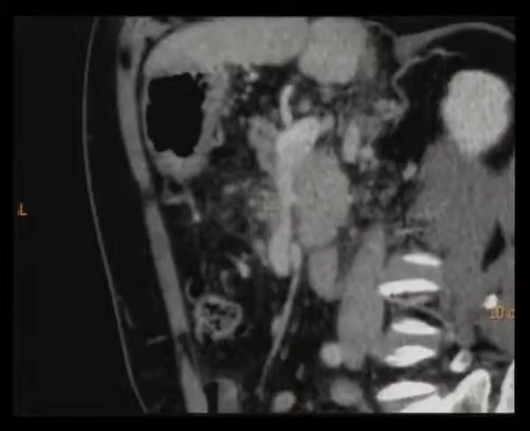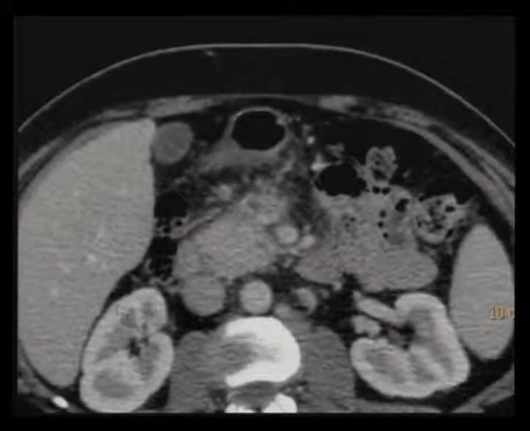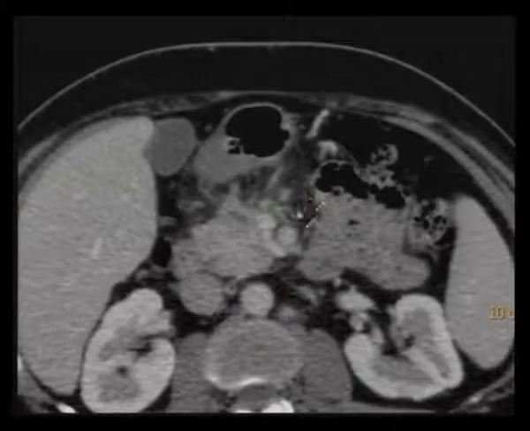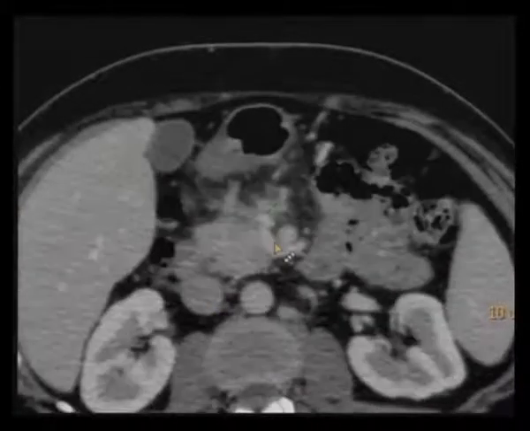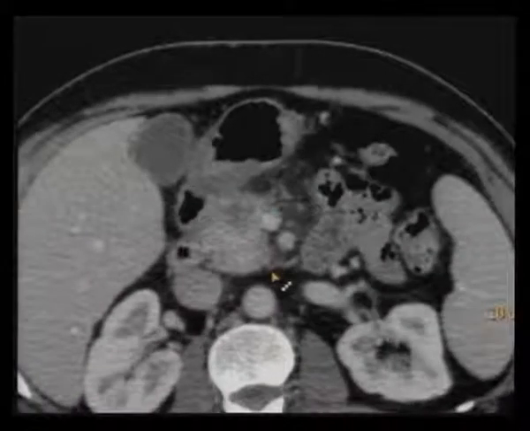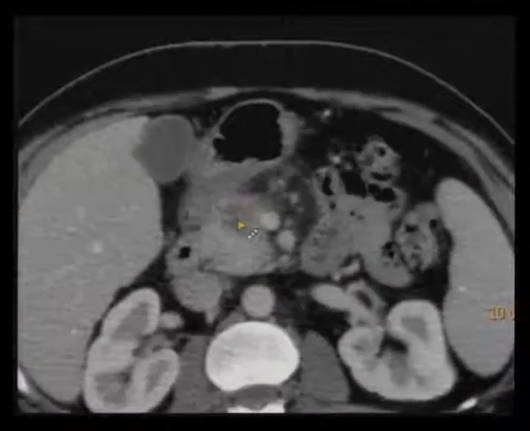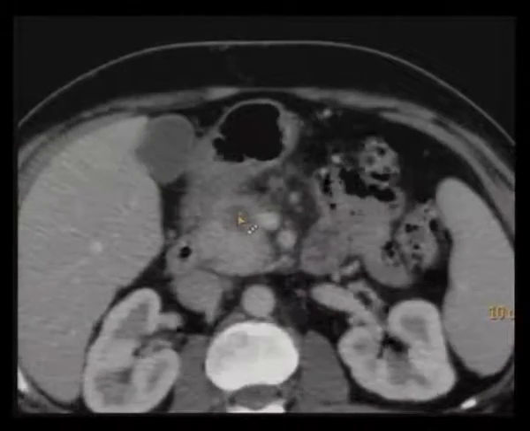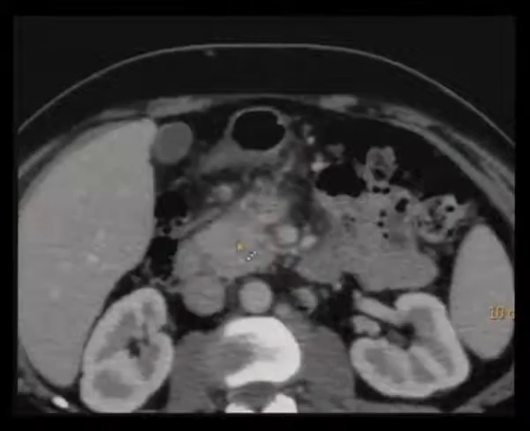So the message is, if there is one implant, of course, we have to find other implants, and here is another implant, and another implant here. So this tumor that seems to be resectable has this complication, and we have to signal it to our surgeons.